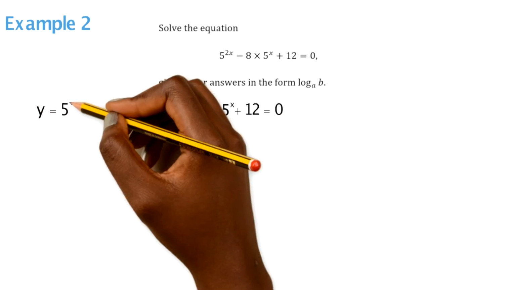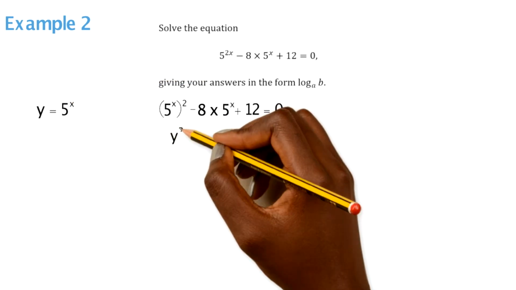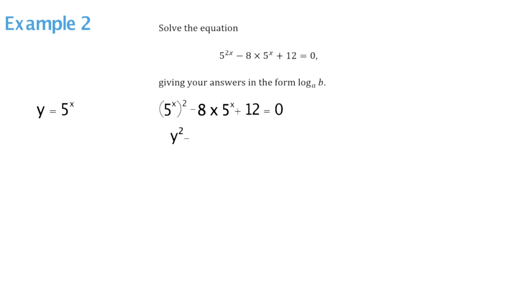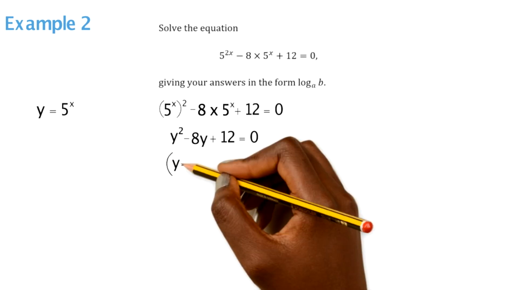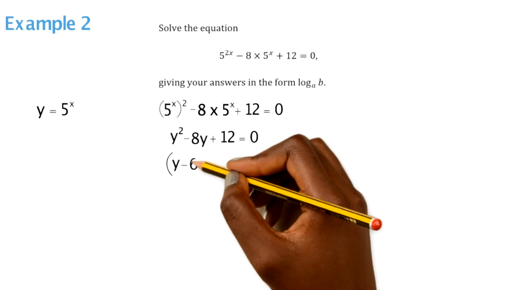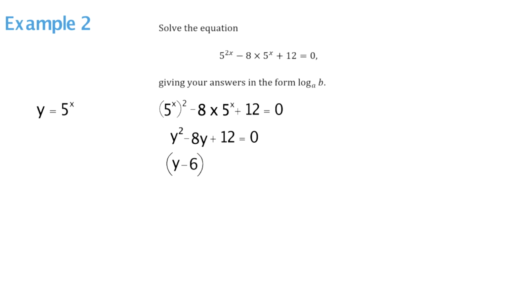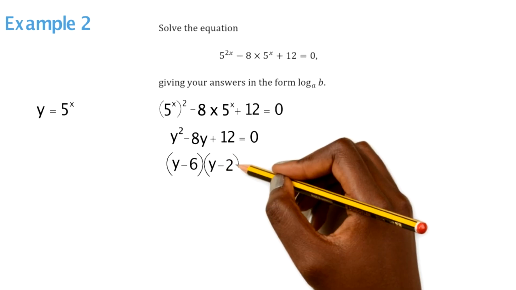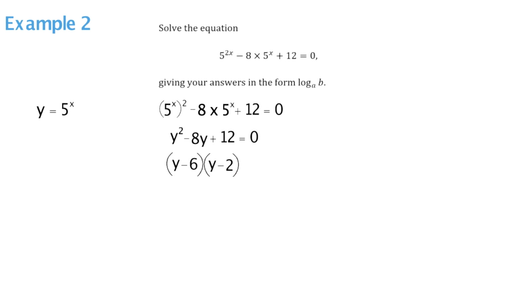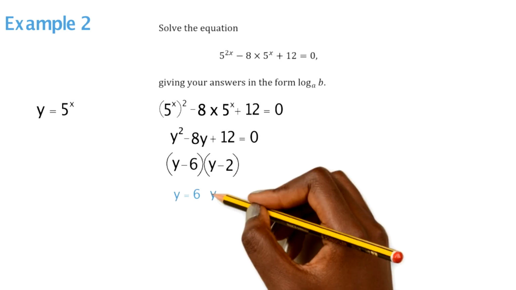We're now going to bring y involved. Why? Because by bringing y involved, it's going to be easier for us to factorize this and solve for values. So we're going to substitute 5 to the power of x with y. That would leave us with y squared minus 8y plus 12 equals 0. We're now going to use our knowledge of factorizing quadratics to solve and factorize this equation. So that would leave us with, in one bracket, y minus 6, and in the other bracket, y minus 2. Now that we know our brackets, this would now mean that our two y values are y is 6 and y is 2.